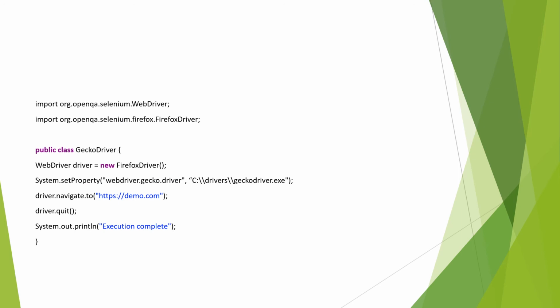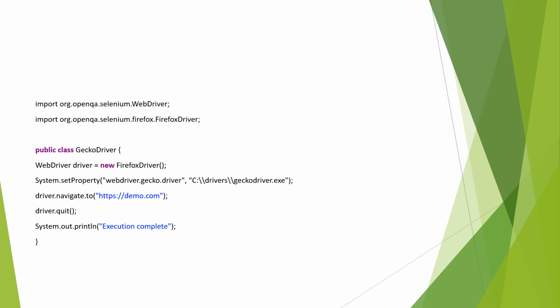The complete code, which will be inside your class, here called GeckoDriver, is: we create a WebDriver, driver equal to new FirefoxDriver, and we set up System.setProperty as stated earlier, webdriver.gecko.driver with C double slash drivers double slash geckodriver.exe. Here, one thing you need to make sure of is that you put a double slash to make it work as per our requirement, because if you put a single slash it's not going to work, as it needs escape handling.